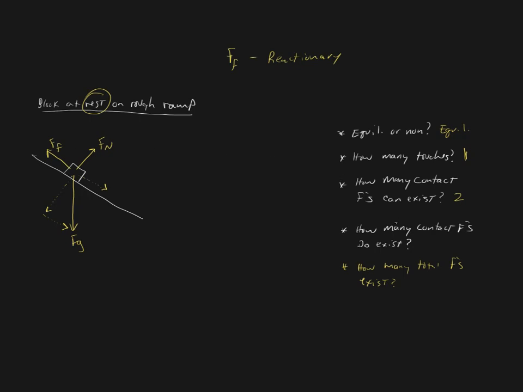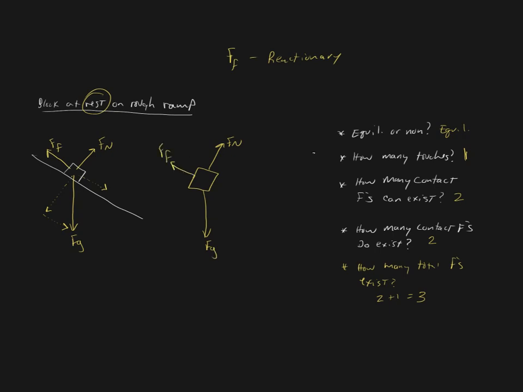So how many contact forces do exist? We have 2. How many total forces exist? That's going to be the number of contact plus the non-contact, which is 2 plus 1 for gravity, which is equal to 3. So our FBD is going to be the normal force, the force of gravity, and then the force of friction, which is parallel to the ramp.